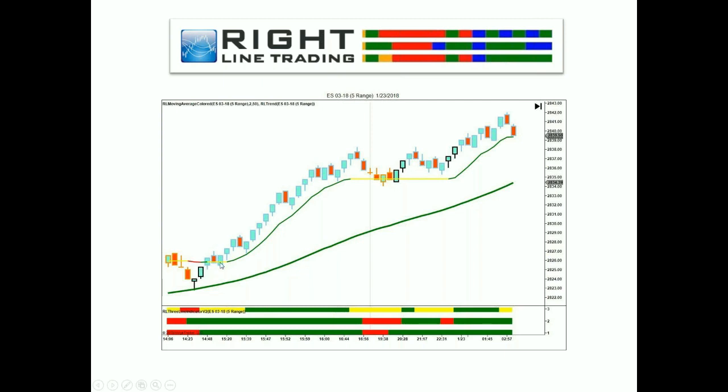Price breaks, comes back to support and up. Retraces to support and up. You see the candle outline is always light blue. Comes back to support and up. Into consolidation, into support and up.